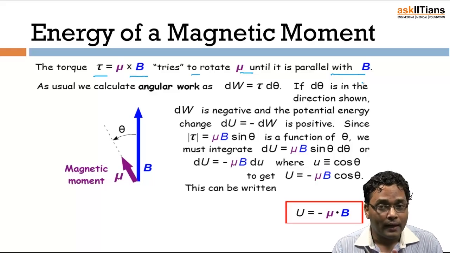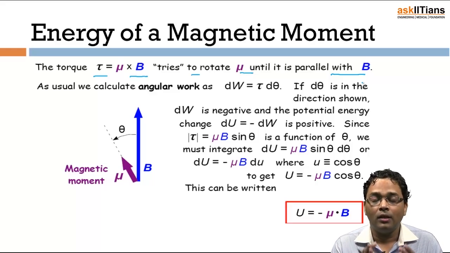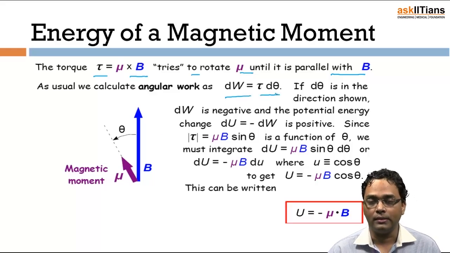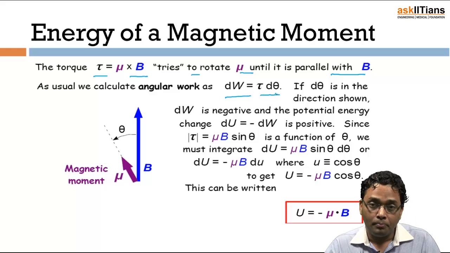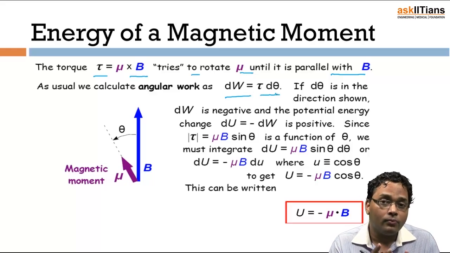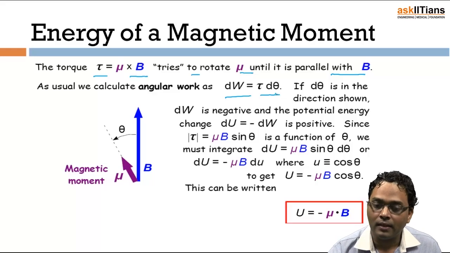When a torque is applied, how much is the work that is being done? The amount of work that is going to be done is given by dW. So dW is equal to tau into d theta. That means to rotate the plane by angle d theta, you have to do the work dW. So that is how it is given.